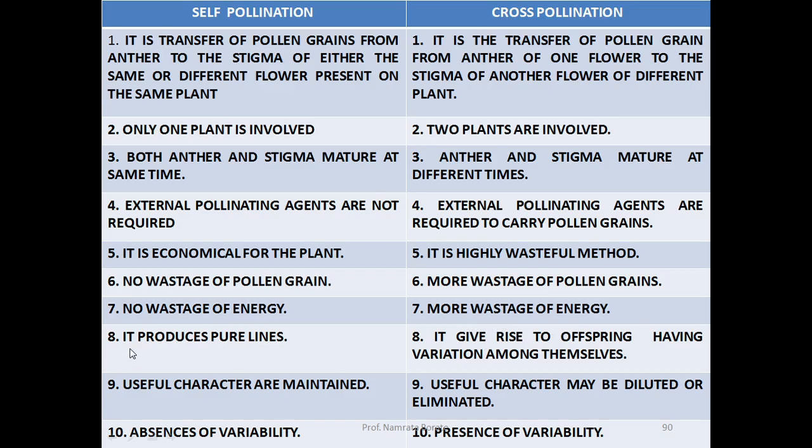Self-pollination produces a pure line variety, but in cross-pollination, two plants are involved, so variations are present between the offspring and the parental plant. In self-pollination, useful characteristics are maintained. In cross-pollination, the useful characters can be diluted or eliminated. There is an absence of variability in self-pollination, but in cross-pollination there is the presence of variability.